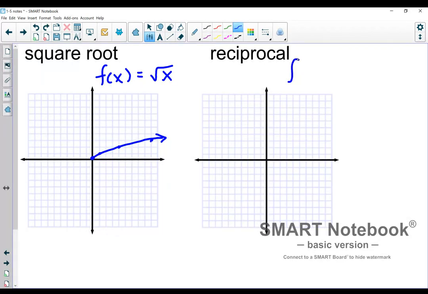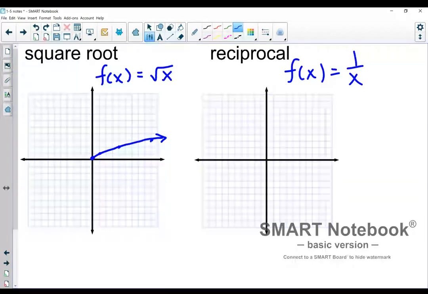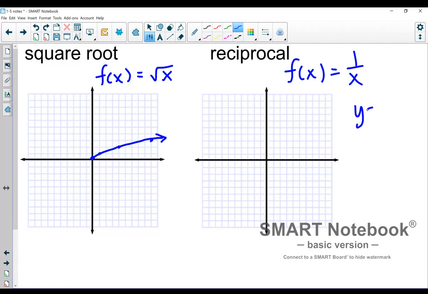For reciprocal, we have f of x equals 1 over x. The way I prefer to graph these is I think of it as y equals 1 over x, and I multiply both sides by x. So I have xy equals 1, and then I know a number times itself equals 1. I'm looking at a number and its reciprocal. So the easy point on here is that I know that if x is 1 and y is 1, that would be a point. 1 times 1 is 1.